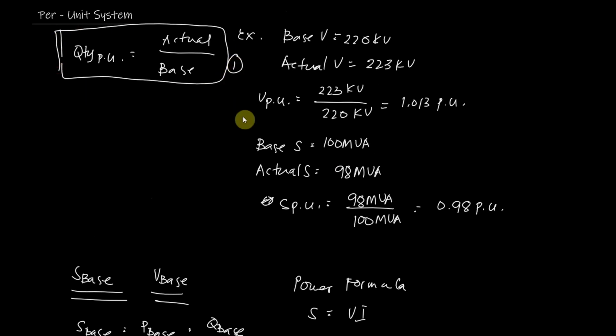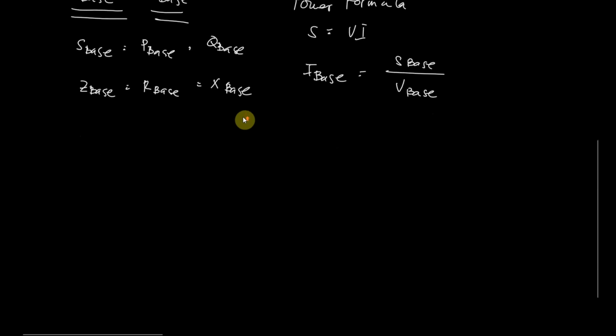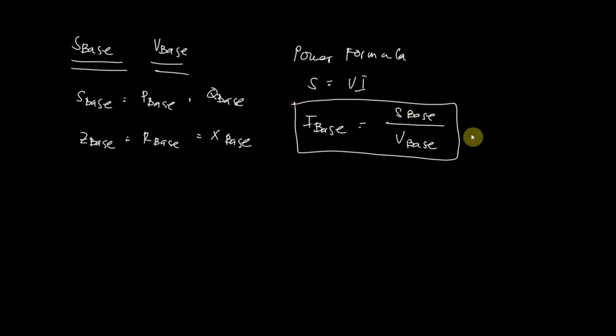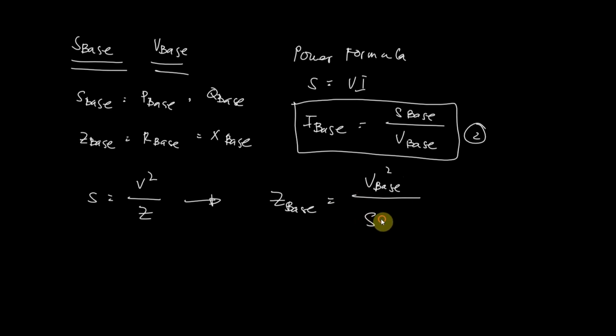Yung actual divided by base, which is equal to per unit. And then ito is ating equation 2. Okay? So, equation 2 natin yan. And then, from the power formula naman na S is equal to V squared over Z, madi-derive naman natin yung base impedance which is base impedance is equal to V base squared divided by S base. Okay? So, yan yung ating equation 3.